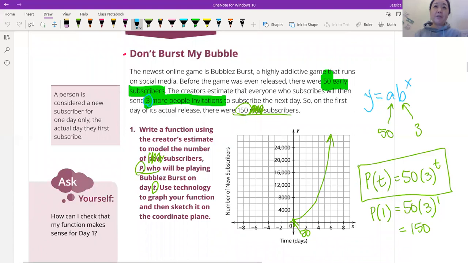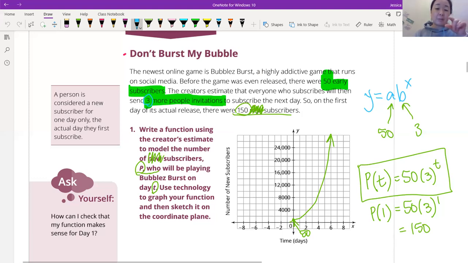It says before the game was even released, there were 50 early subscribers. I don't know, do we call it subscribers or downloads? But anyways, the creators estimate that everybody who subscribes will then send 3 more people invitations to subscribe the next day, or download, or what have you. Either way, 3 more. We're going to assume that all 3 of them are going to subscribe or download. So on its first day, it had 150 subscribers.